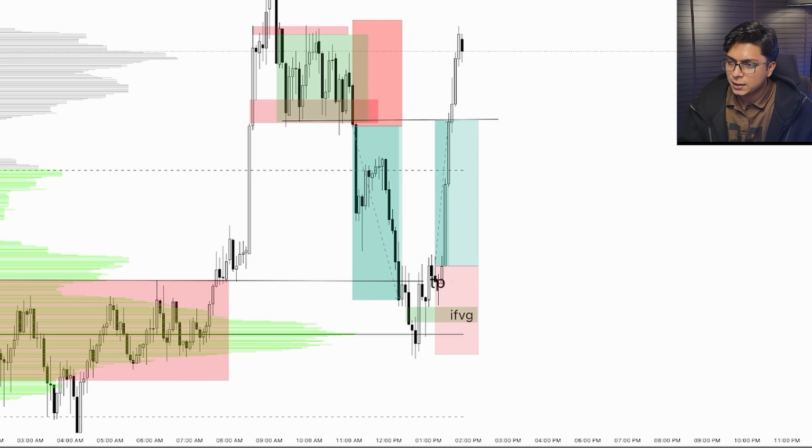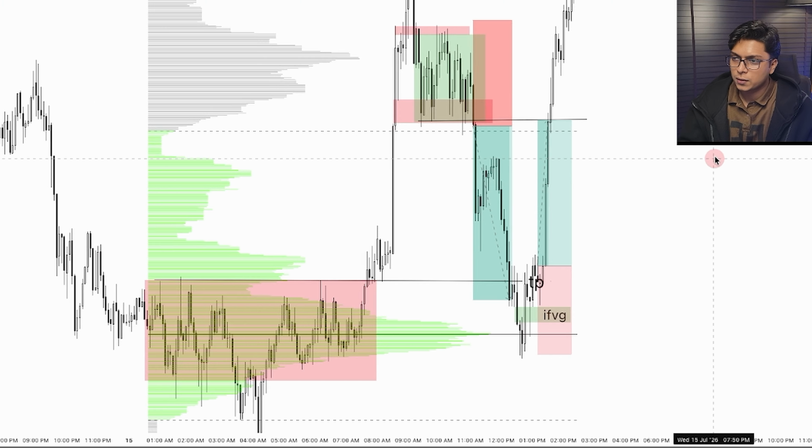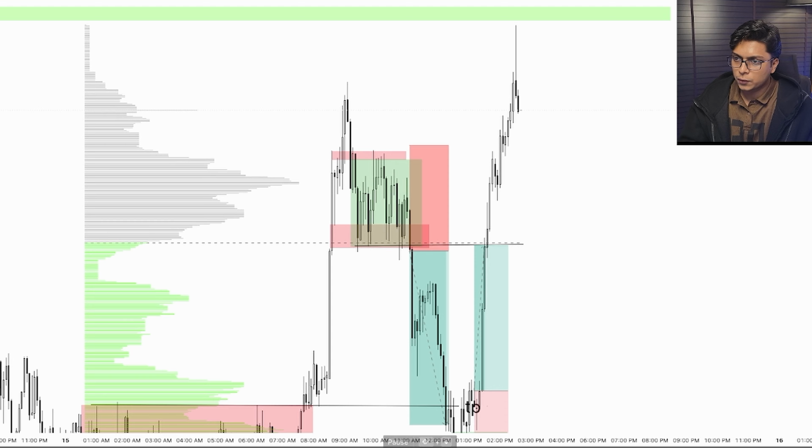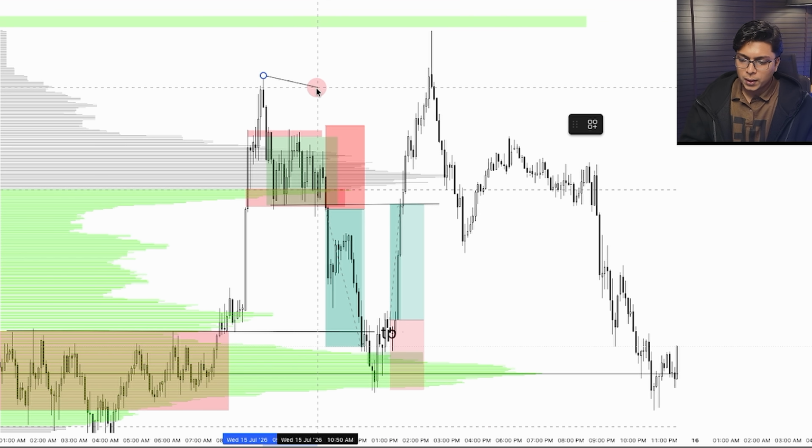Moving forward, let's see what kind of confirmation we'll have for another trade. Okay, so this is a very interesting price action.